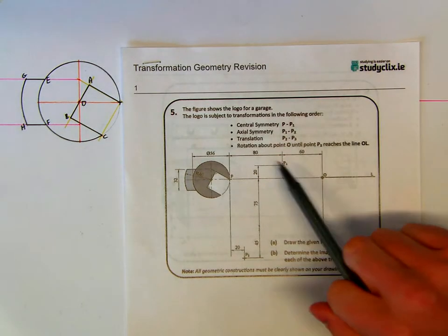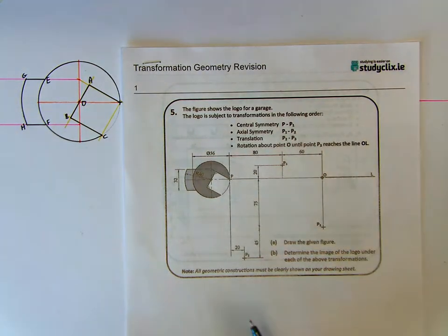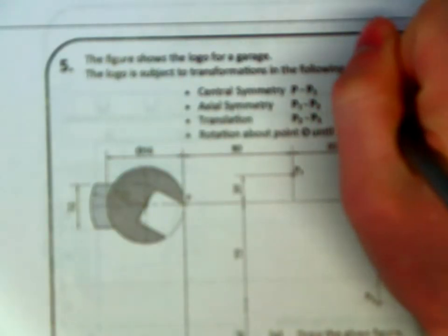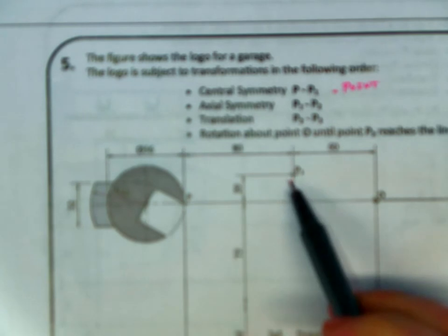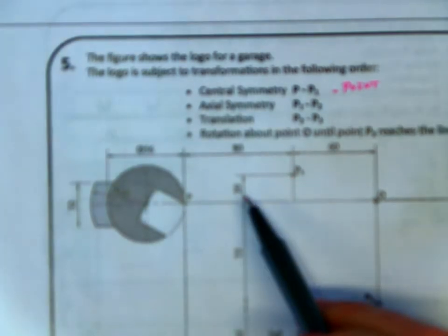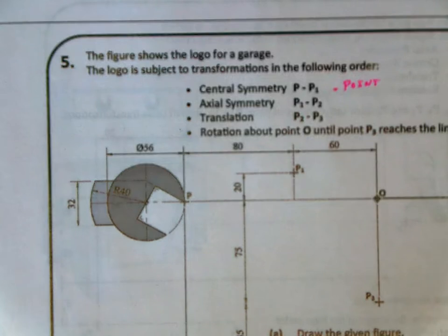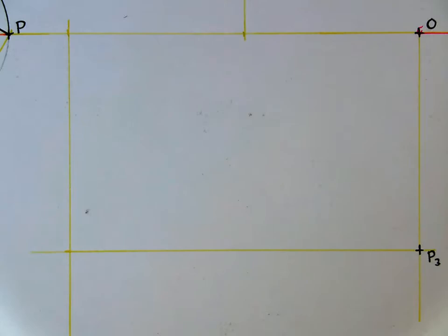So from P to P1 is central symmetry. So to do a central symmetry, I have to have a center point. So the first thing that I'm going to do is I'm going to draw a line from P to P1. I'm going to bisect the line from P to P1, and that's going to give me my center point. Okay.